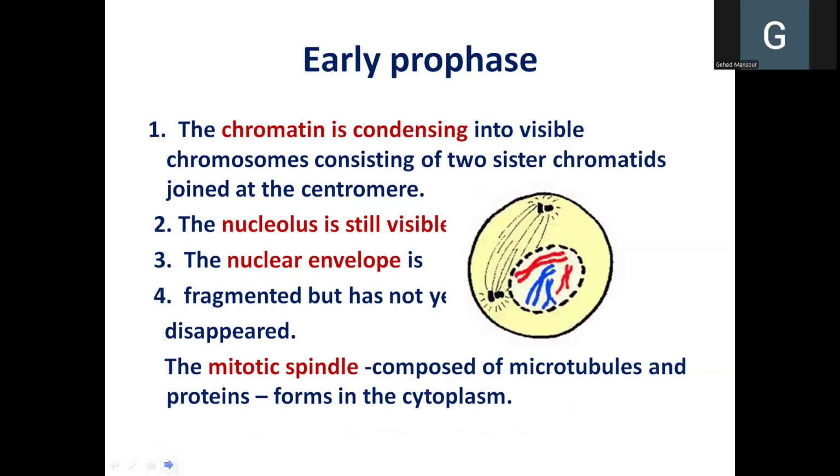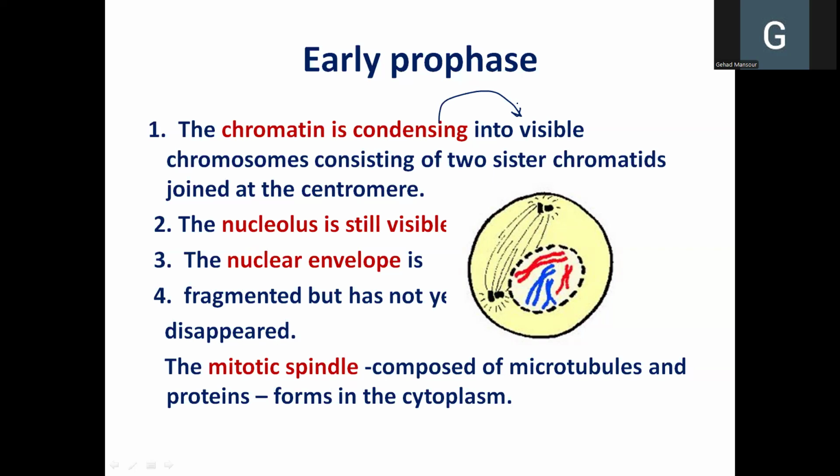What are the events that occur in early prophase on the diagram and in the text, before seeing the microscopic appearance and how we see the cells under the microscope. In early prophase, chromatin, which is DNA plus nuclear proteins, undergoes condensation, meaning that it becomes shorter and thicker, and therefore it becomes visible. So we move on from the stage of extended chromatin to the stage of condensed visible chromosomes.